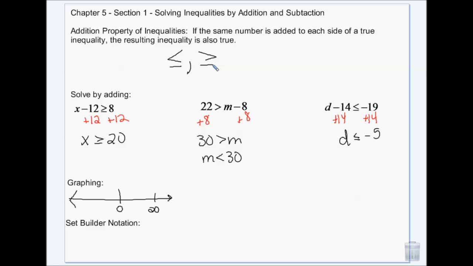If you have less than or equal to or greater than or equal to, when you graph your dot on the number line, it's going to be solid. If you have less than or greater than, you're going to graph an open dot. So we have greater than or equal to, so I'm going to put a solid dot on the 20. x is greater than 20 means x is bigger than 20, so I'm going to shade the side where everything is larger than 20. Larger is on the right.